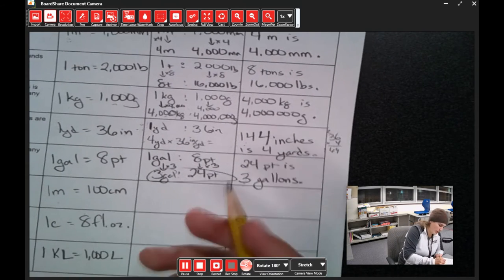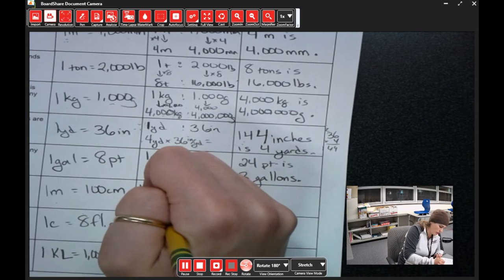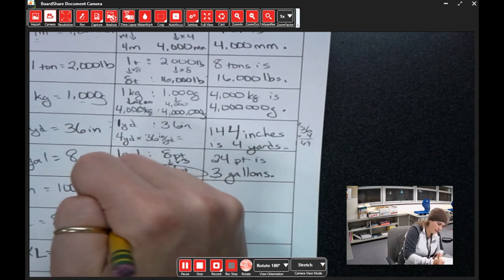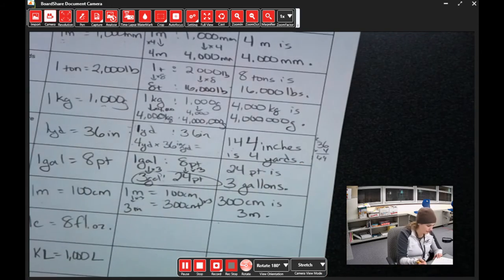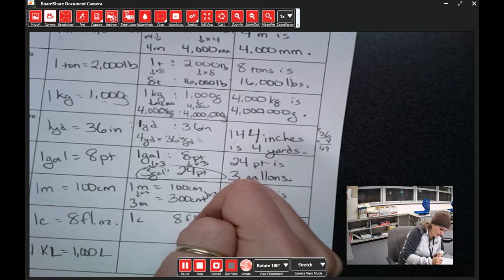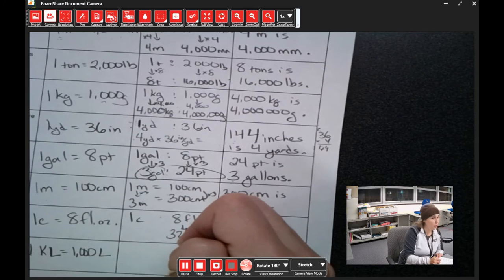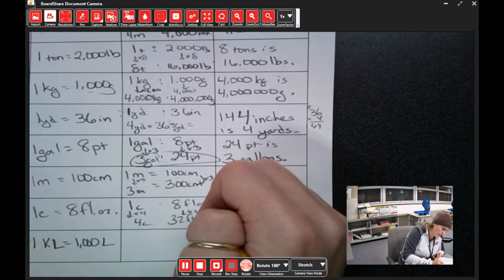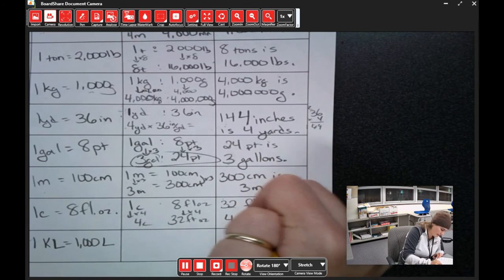300 centimeters is how many meters? Well, 1 meter is 100 centimeters, so 300 centimeters times 3 is 3 meters. 300 centimeters is 3 meters, period. 1 cup is 8 fluid ounces, so 32 fluid ounces, that's a multiple of 8. 8 times 4 is 32. 1 times 4 gets me 4 cups. 32 fluid ounces is 4 cups, period.